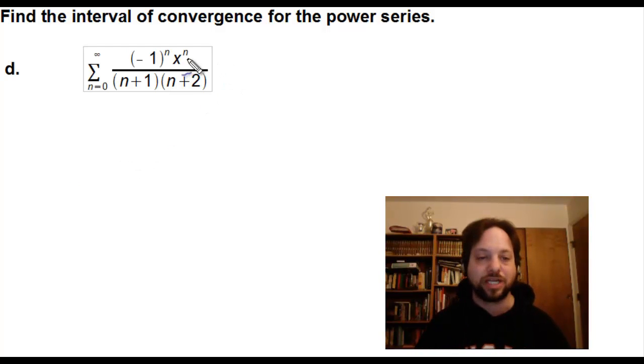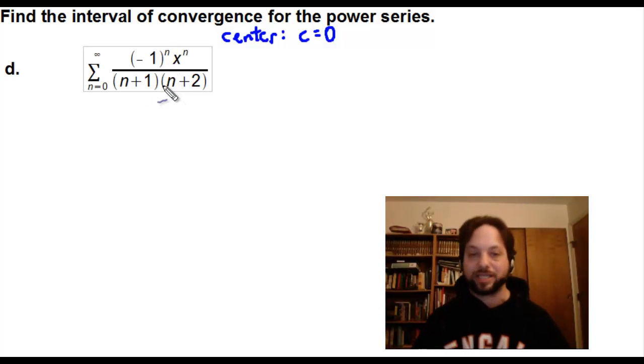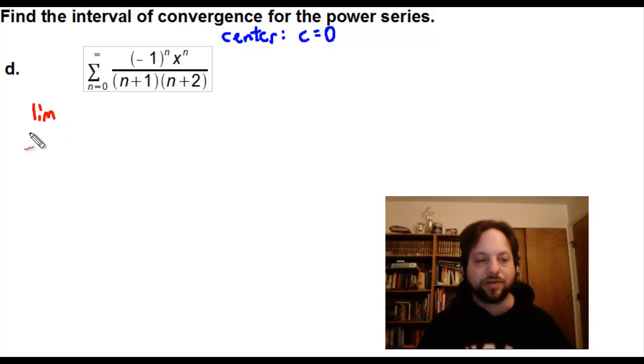The first thing we should do is take a look at this and realize that certainly our center is going to be at c equals 0. That's pretty easy to tell by looking at x to the n term. It's not a quantity of x plus c or anything like that. So our center is 0. The next thing we need to do is find our radius of convergence. And I'm going to do that the same way that we have been.